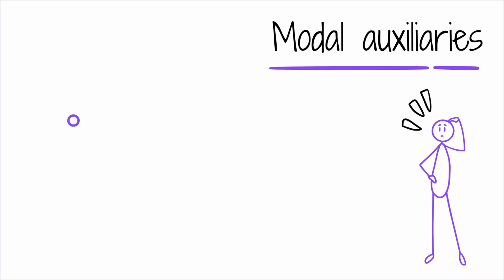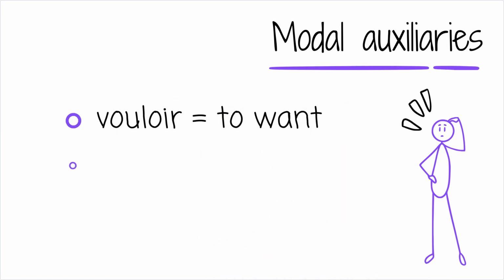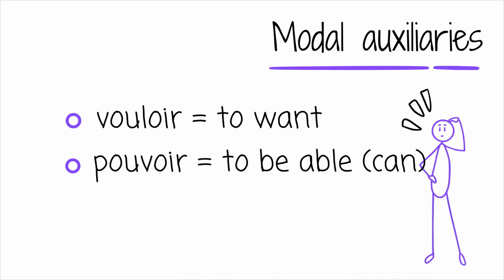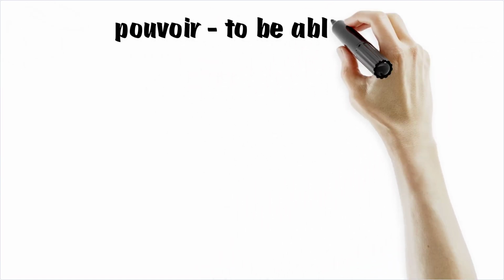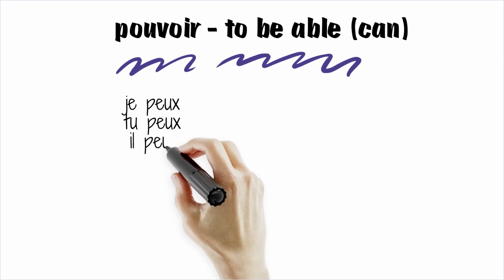We've looked at the verb vouloir. Now let's look at our next modal verb, pouvoir, which is the verb to be able. And often we use can when we're conjugating pouvoir. Like vouloir, pouvoir is also an irregular verb in the present tense.